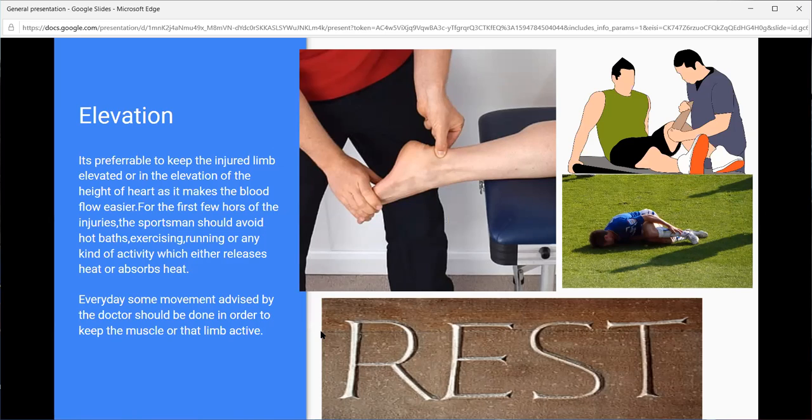And it's not even like that you need to keep your leg high up in the air. So basically, keep your leg straight in the line of your heart so that the blood circulation is smooth and there's neither bleeding nor loss of blood circulation. For the first few hours of the injury, the sportsman should avoid hot baths, exercising, running, or any kind of activity which either releases heat or absorbs heat. Because heat is not good for the injury.